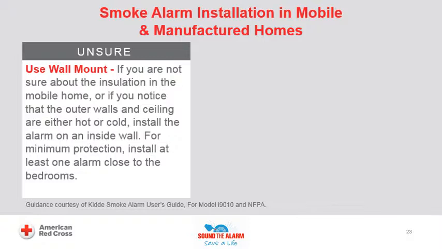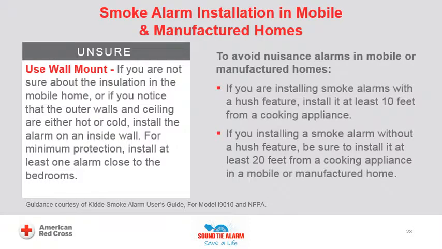Kitty I9010. To avoid nuisance alarms in mobile or manufactured homes: if you are installing smoke alarms with a hush feature, install it at least 10 feet from a cooking appliance. If you are installing a smoke alarm without a hush feature, be sure to install it at least 20 feet from a cooking appliance in a mobile or manufactured home. Note: smoke alarms should always be installed according to the manufacturer's instructions.